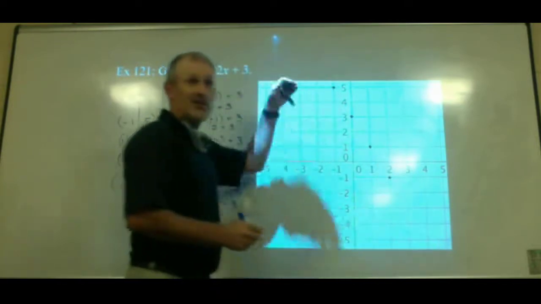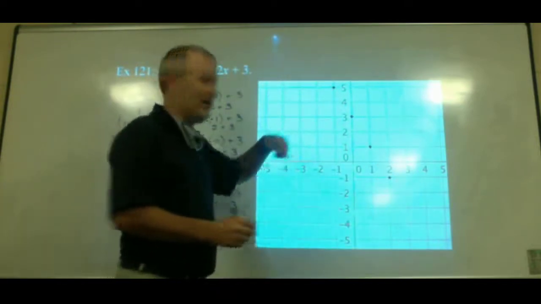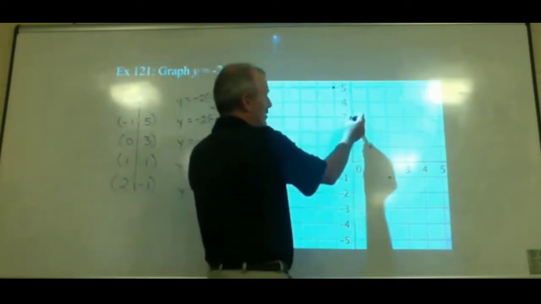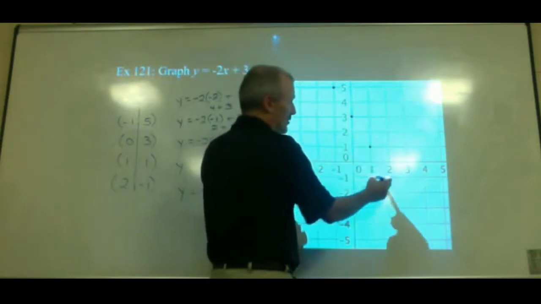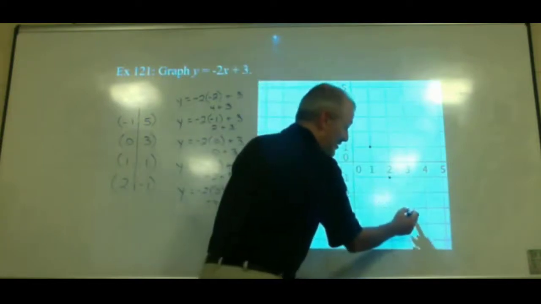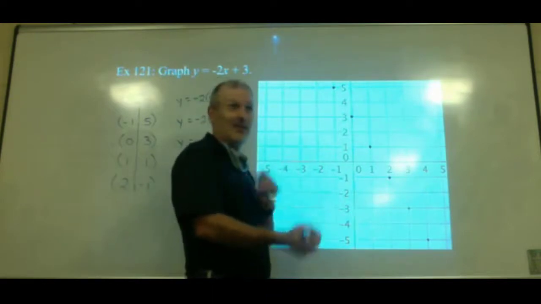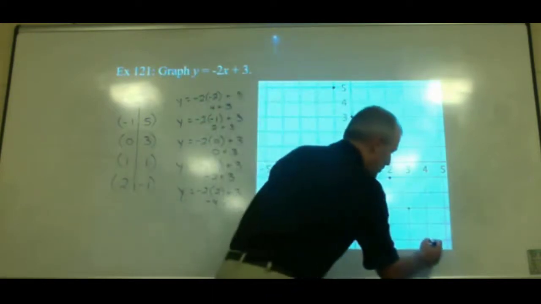Do we see how we're getting a straight line there? Okay. So, and there's even a pattern to this line, isn't there? Down 2 and to the right 1, down 2 and to the right 1, down 2 and to the right 1. So I could probably guess those would be the next 2 points, right? If I kept going, that's just going to help me draw my line.